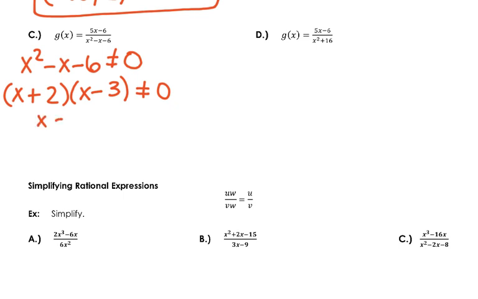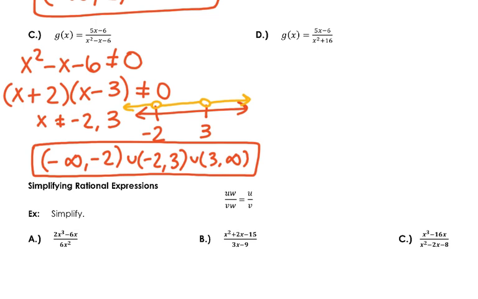So we can see that x is not allowed to equal negative 2 or 3. You can sketch it on a number line to make it a little bit easier to see. And then write your final answer in interval notation. When you're ready, check your final answer with mine, and then we're going to try part D.